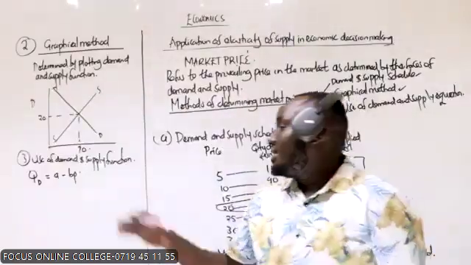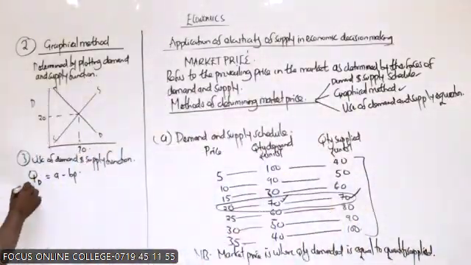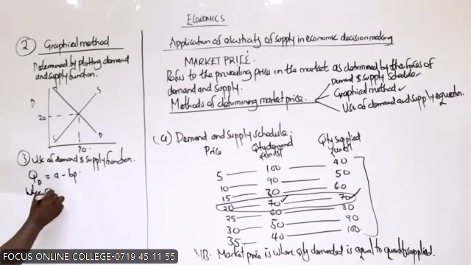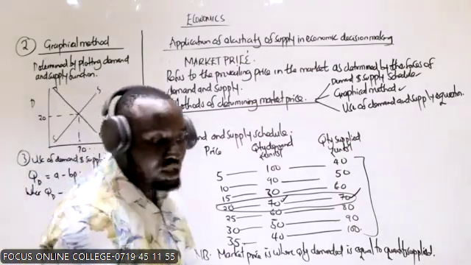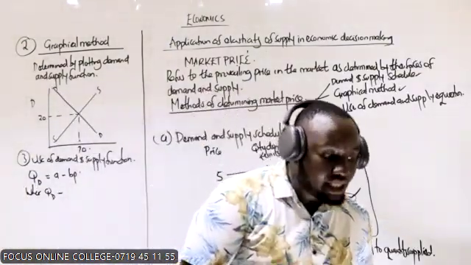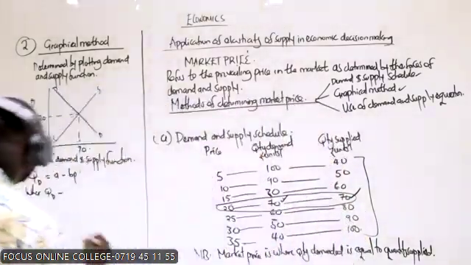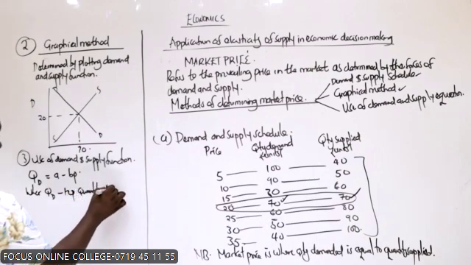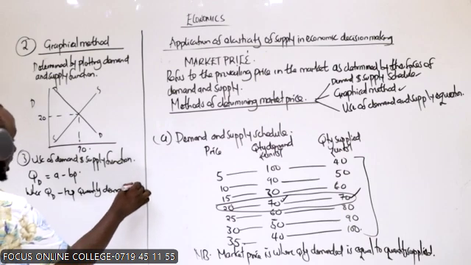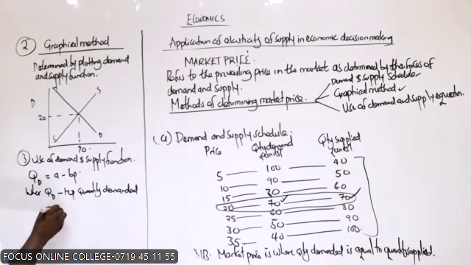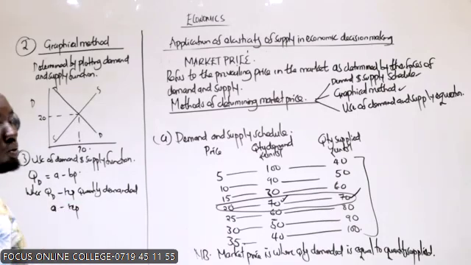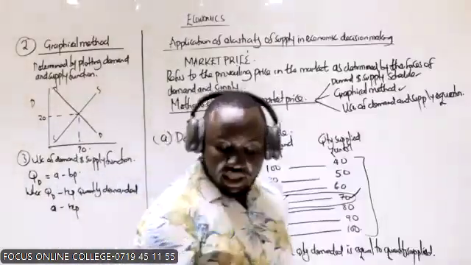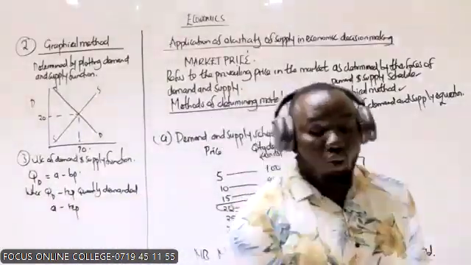So look at this. I want to depict what is happening here. QD is the quantity demanded. A represents what we call the y-intercept.